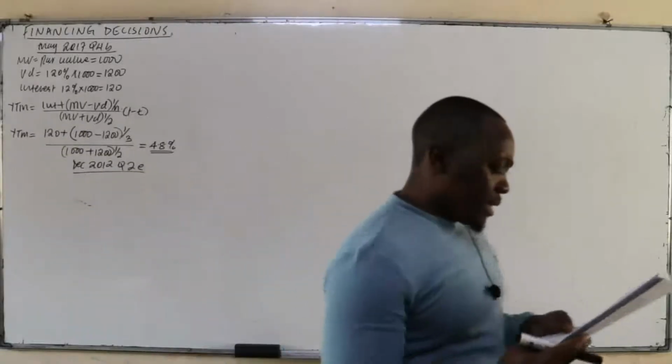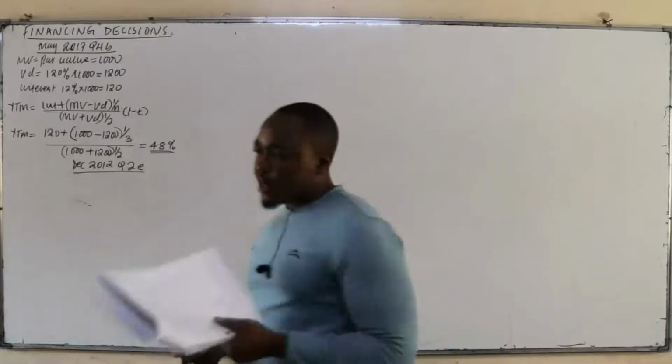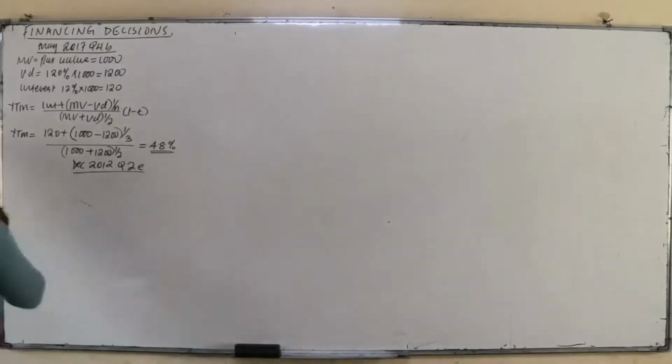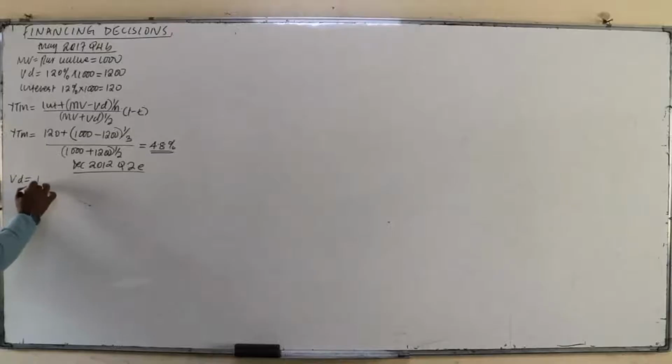Nazir Investment Limited currently sells the bond at 1,200. Now that's what we call the value of the debt. It currently sells the bond at 1,200 with 11% coupon rate and 1,000 par value. So the par value is the same as the maturity value, which is 1,000. The coupon rate is 11%.